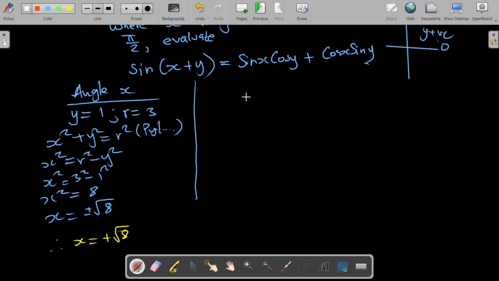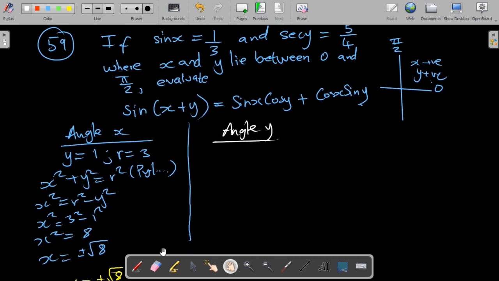So we're now going to shift our attention to angle y. And here we're going to find the y coordinates. So sec is the reciprocal of cosine, which means this is the same. So cosine is x/r, so this is r/x. So r is 5 and x is 4. And we're now going to find y using the Pythagoras theorem once again.